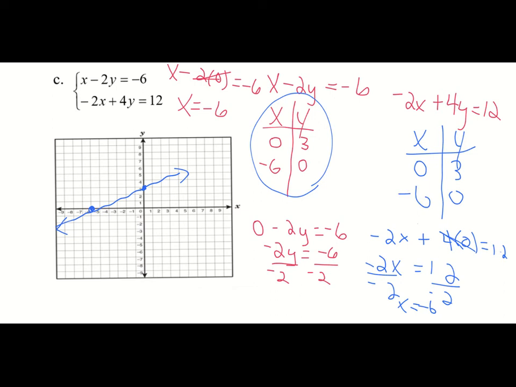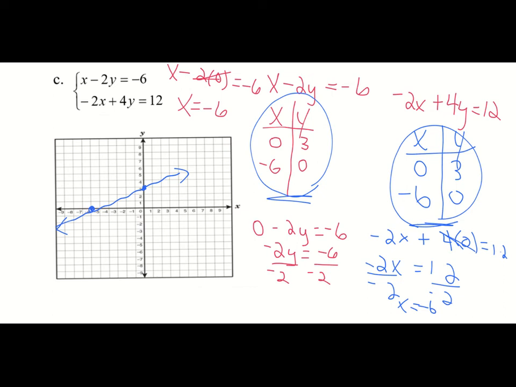Interesting. If you look at our ordered pairs from here to here, they're exactly the same. So when I graph the second equation, it's going to be the same points. So for this problem, because our points are exactly the same, both of these equations are the same equation. It's just written in a different format.